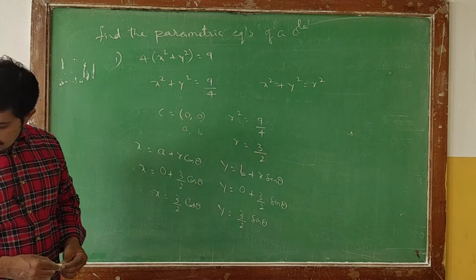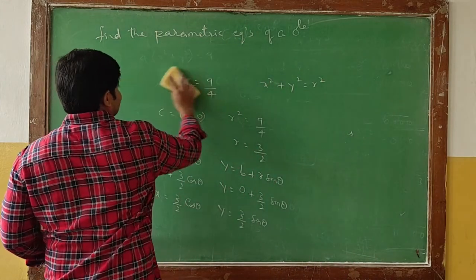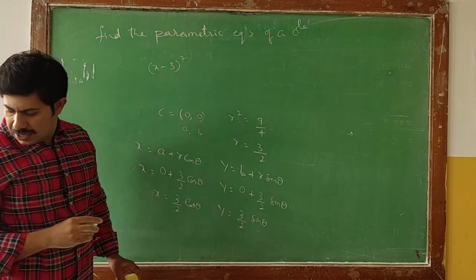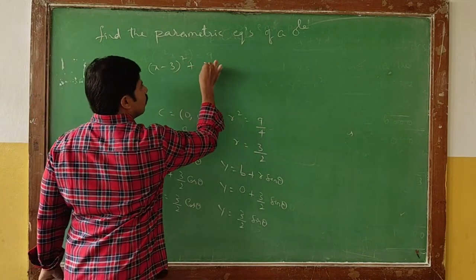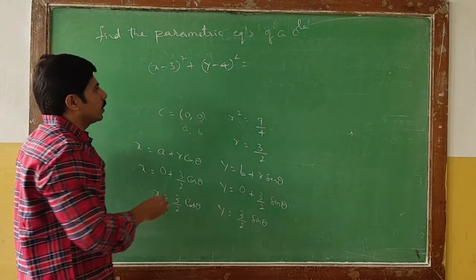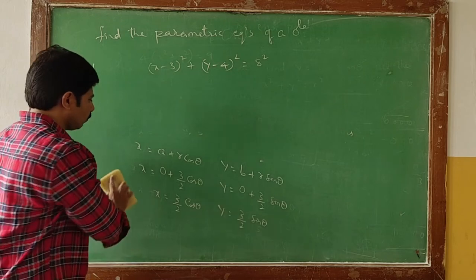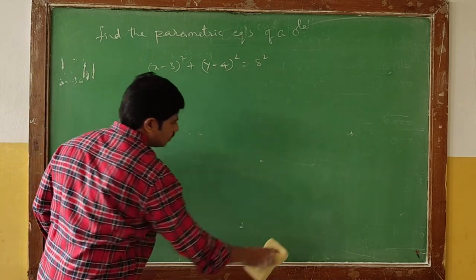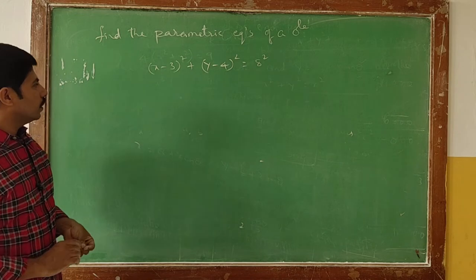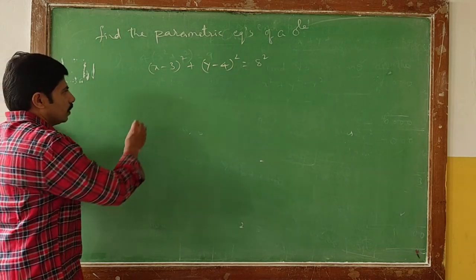Next, is again find the parametric equations of a circle: x minus 3 whole square plus y minus 4 whole square is equal to 8 square. We have to find the parametric equations of the circle. See, now, the equation of the circle is x minus 3 whole square plus y minus 4 whole square is equal to 8 square. So now we have to compare this.